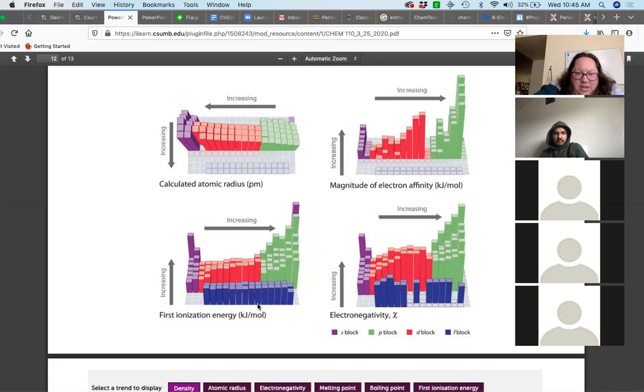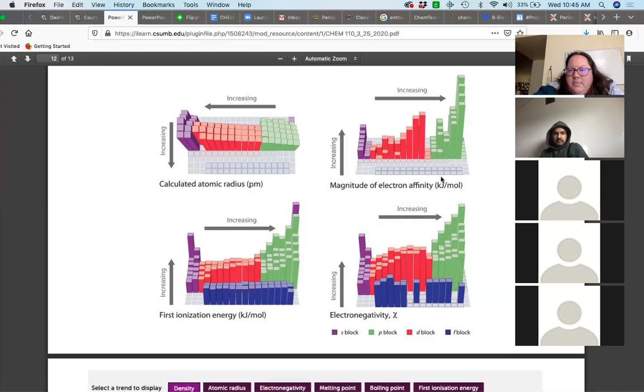Your ionization energies and the way these are depicted, you can actually see how the ionization energies are very low for the alkali metals, but very high for the noble gases. And you can see the extent to which they really don't change that much if you're looking at our D elements or F block elements.